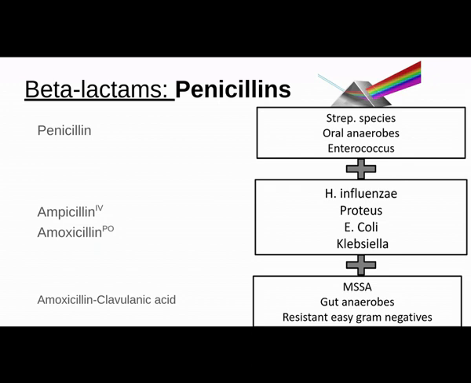Amoxicillin is a synthetic human-invented upgrade to penicillin. It covers everything penicillin does. In addition, it'll kill H. flu, and it'll kill easy-to-kill gram-negatives. So these are often referred to as the PEC organisms for Proteus, E. coli, and Klebsiella. Once you expose bacteria repeatedly to antibiotics, you'll end up selecting for resistance.